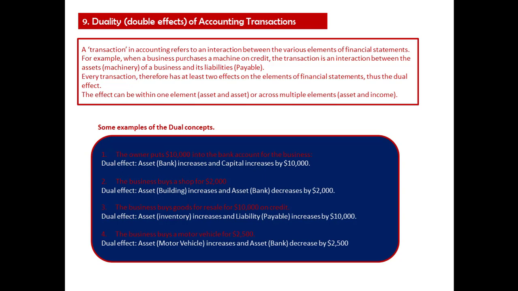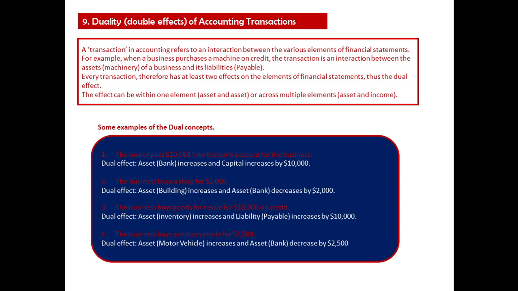Okay, let's take some examples on the dual concept to drive home the discussion that we have had so far. The first is the owner puts $10,000 into the bank account for the business. The effect will be that assets, which is the bank, will increase by $10,000. Capital, which is the owner's contribution to the business, will also increase by $10,000. So you see that the left side of the equation goes up by $10,000. The right side of the equation, being capital, also goes up by $10,000. So it will leave the accounting equation balanced.